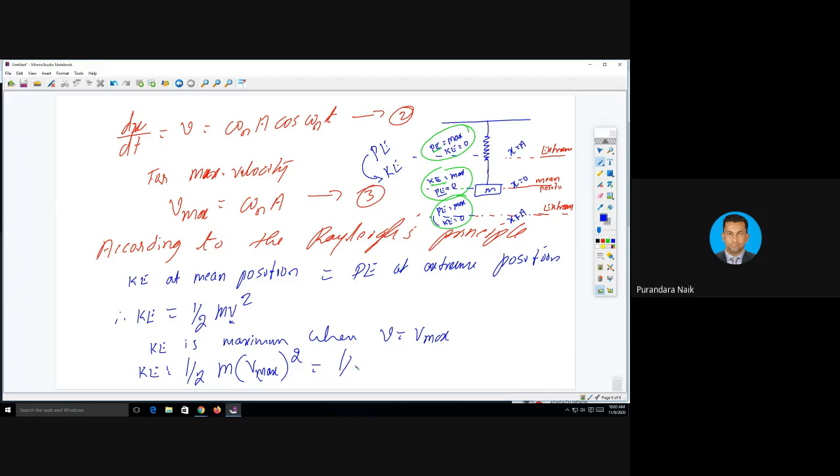It is equal to half into m into, what is the V max equation? Omega n A whole square. This is equation number 4. Please copy this, do it fast.